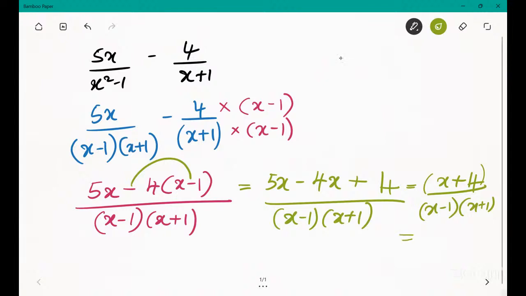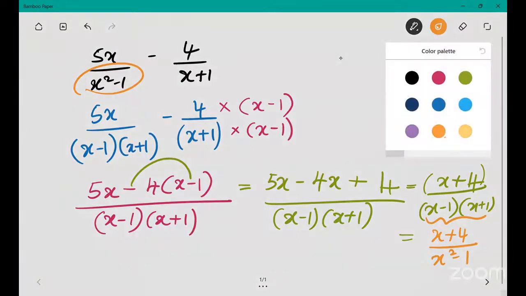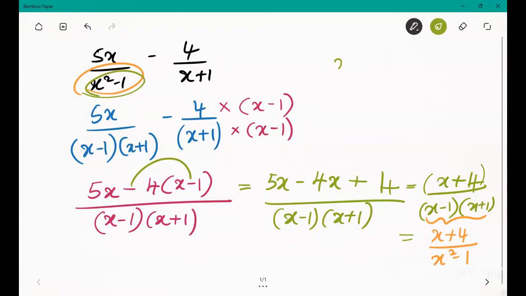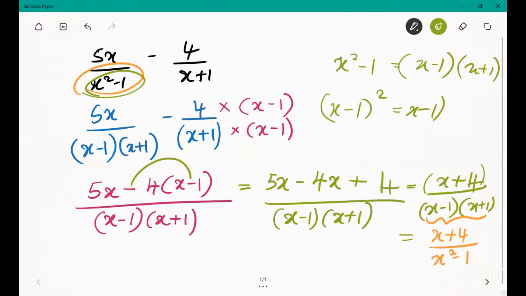Again, you can rewrite this as how you got it in the beginning. So x plus 4 over x squared minus 1. That's the final answer over here. The main thing that you have to remember is this term over here. When you get x squared separately in itself, you write it as x minus 1, x plus 1. If it is x squared minus 1 whole thing, it's x minus 1 two times. So that's the main thing that you have to get from here.